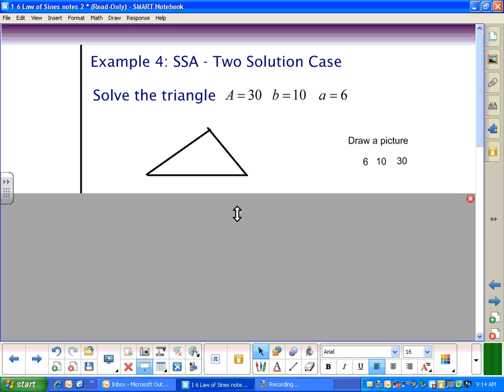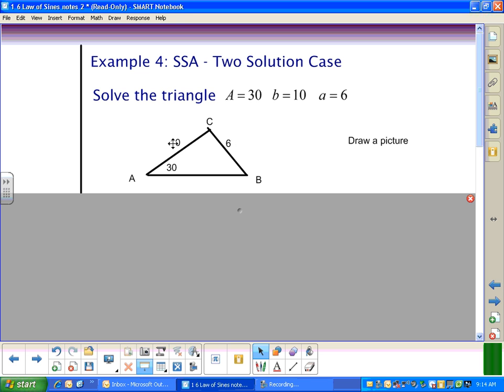Of course, we're going to start by drawing a picture. I can't reiterate that enough. So let's label some angles here. Here's A, here's B, and here will be C. Okay, so we said that angle A was 30 degrees, we said that side B was 10, and we said that side A was 6.